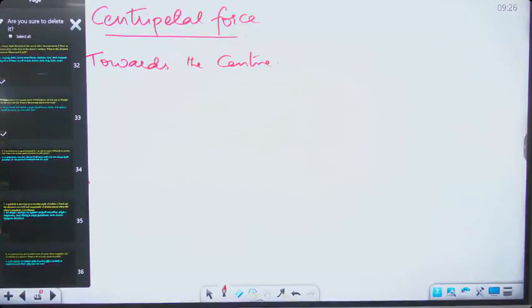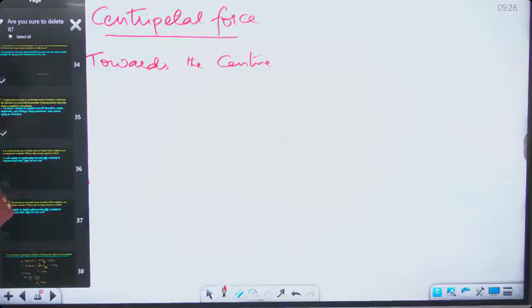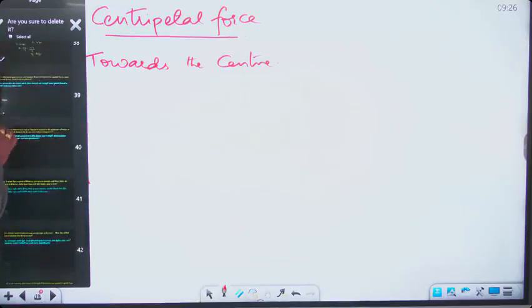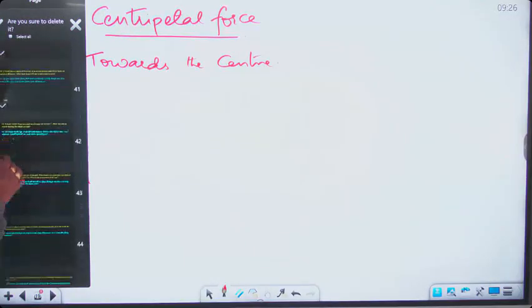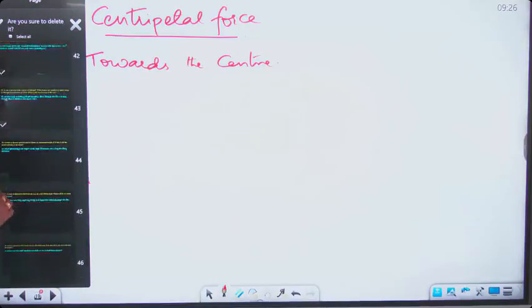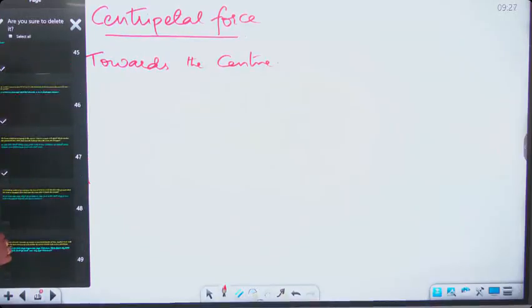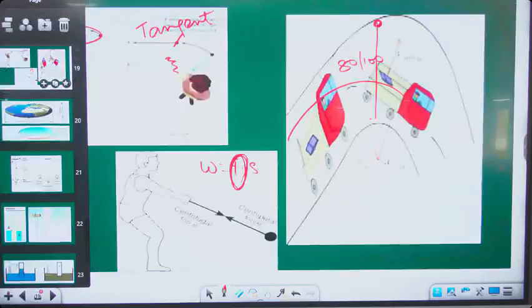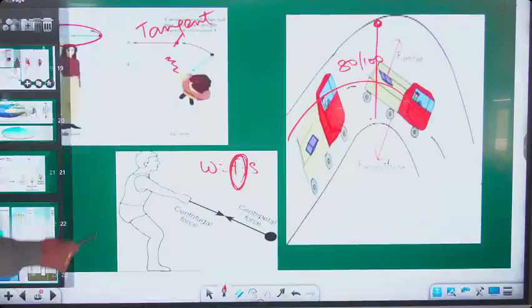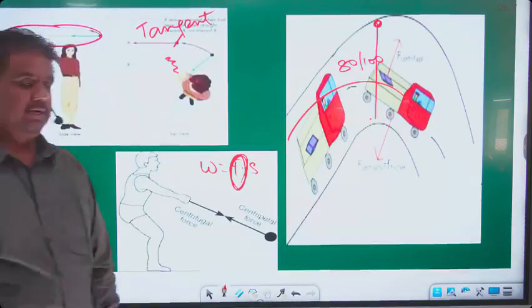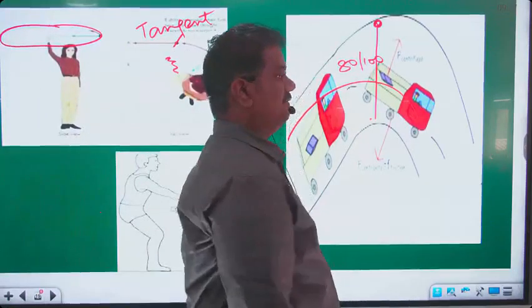Then the planets move around the sun in circular paths based on the centripetal force provided by Newton's law of gravitation.